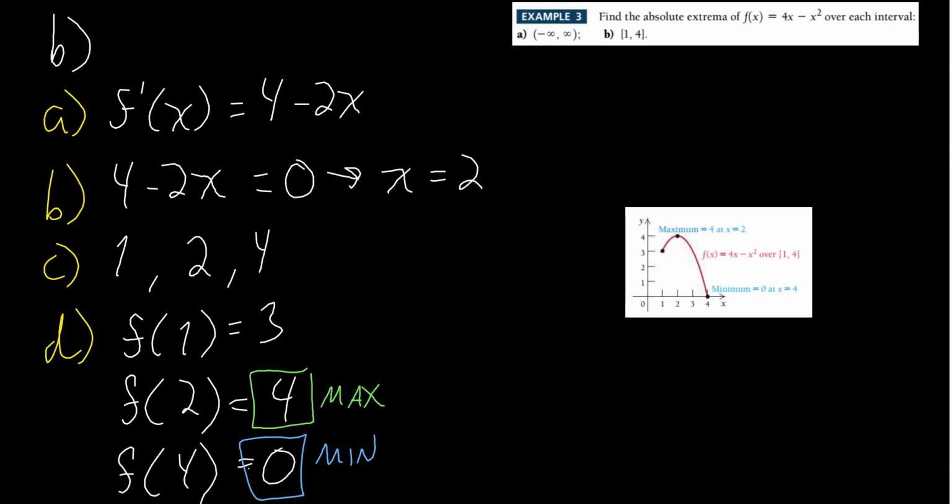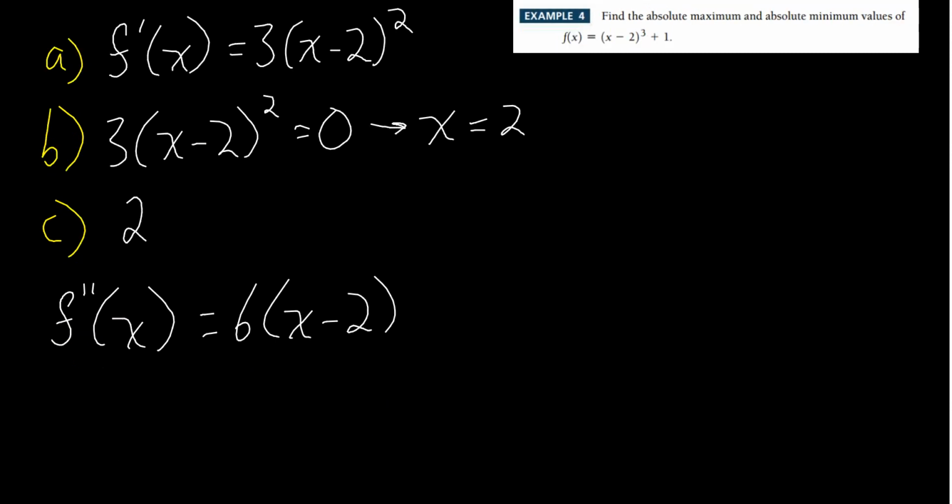Okay, good. Now what we're going to do is take the critical point and plug it into our equation, f of positive 2. If I put a 2 right here, I should get 2 minus 2, which is 0, and then 6 times 0 is 0. So f double prime of 2 is 0.